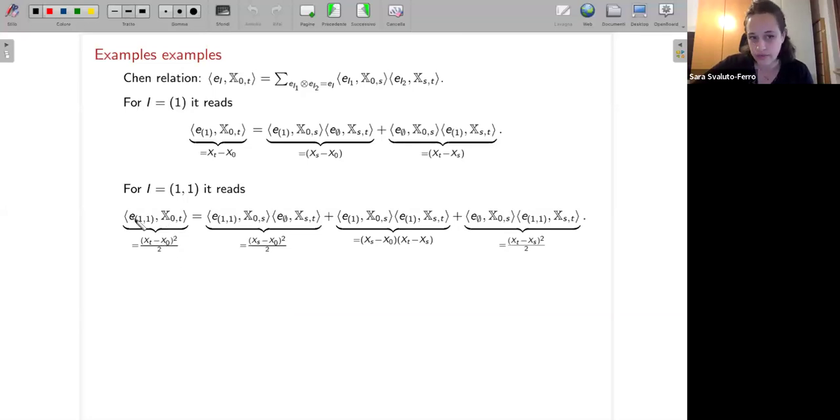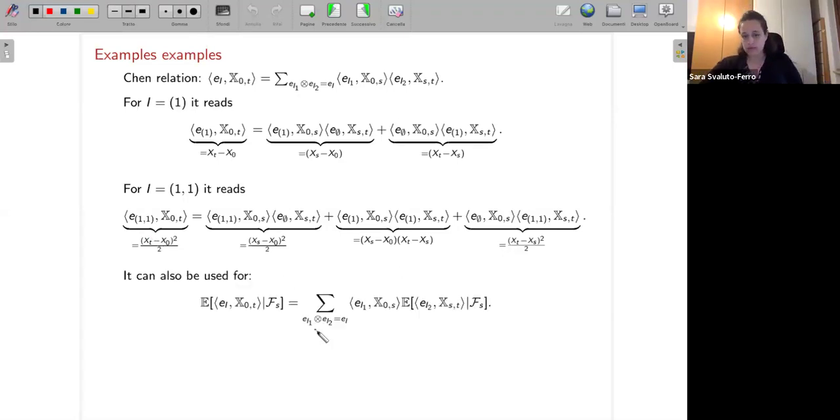You can do it for level 2. How can you write the word 1, 1? You can write it as 1, 1, nothing, or 1 and 1, or nothing and 1, 1. You compute the signature of each element: the signature at level 1, 1 is Xs minus X0 squared. Same for this. Here we have just the signature at level 1, so Xs minus X0, and same for this. This is between s and t, so we have Xt minus Xs. If you do the computation, you get indeed Xt minus X0 squared, which is what you wanted to see.